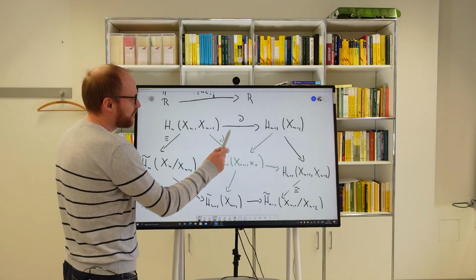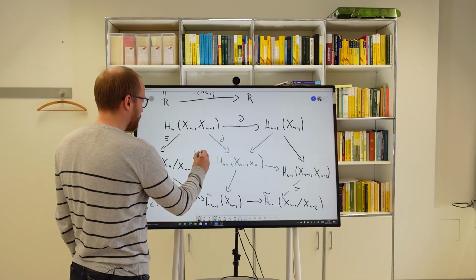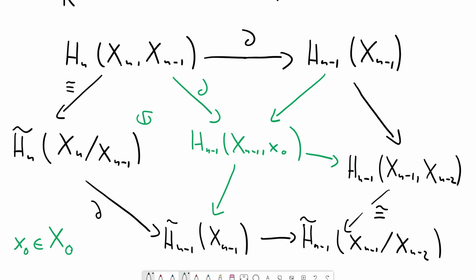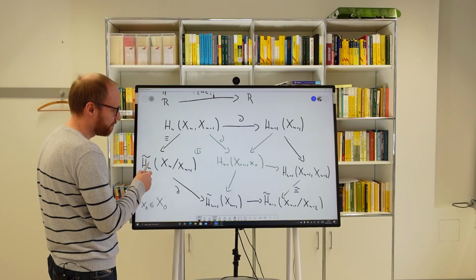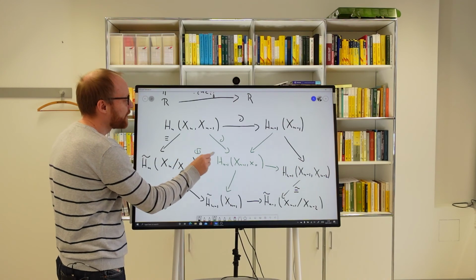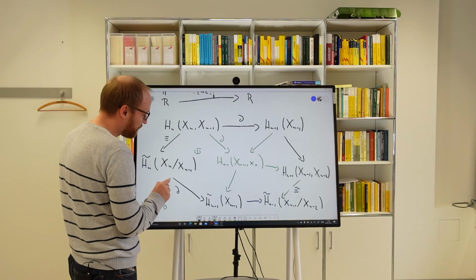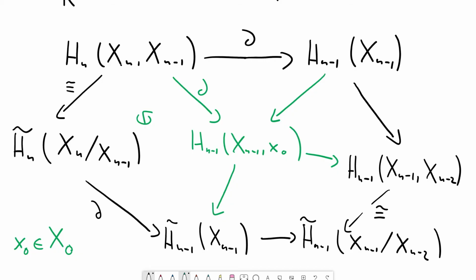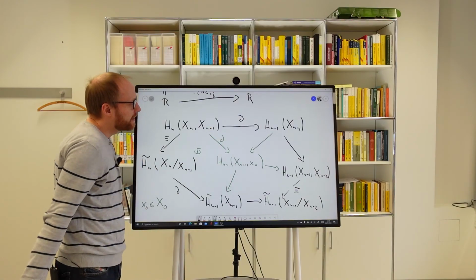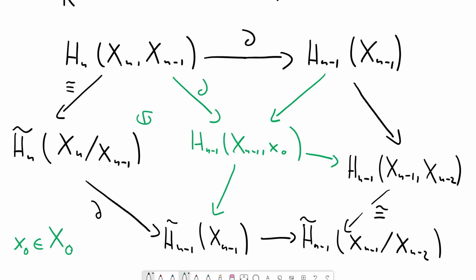And now we look at the various squares and triangles we see here. So first of all, this one does commute, just by definition of our boundary homomorphism in the long exact collapse sequence. If you go back to the proof of the long exact collapse sequence, we used the triple sequence with an additional base point. That's where the assumption on empty went in. And then we identified this boundary homomorphism with the boundary homomorphism in the triple sequence under these collapse isomorphisms here. So this commutes by definition of the boundary map in the long exact collapse sequence.